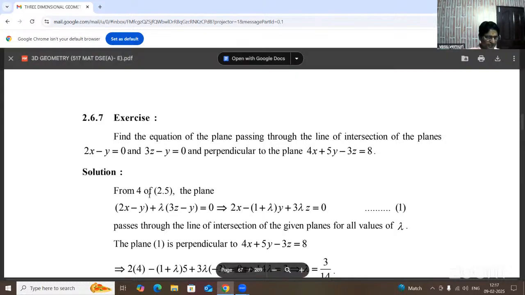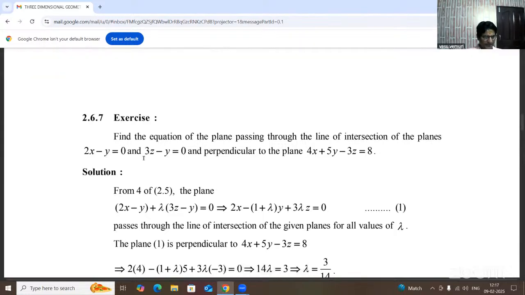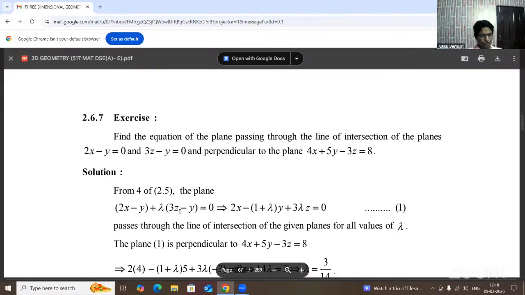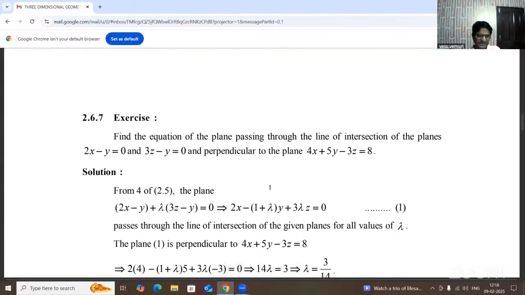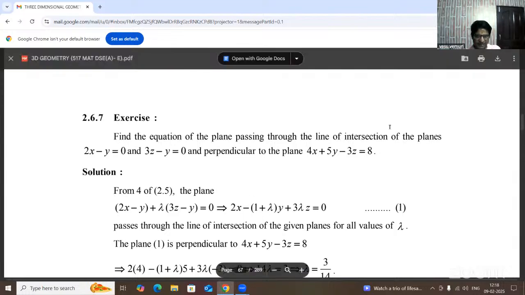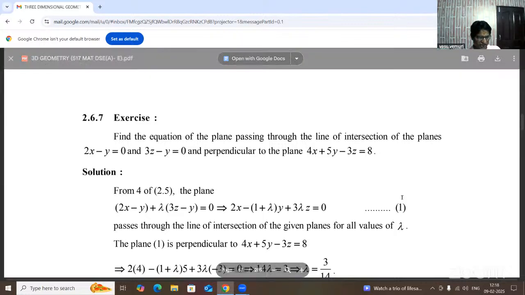So first we take S1, which is 2x minus y, plus lambda into 3z minus y equal to 0. After the simplification, 2x minus y of 1 plus lambda plus 3 lambda z equal to 0. This is the first equation. So for two planes that intersect, S1 plus lambda S2 equal to 0 gives the first equation.